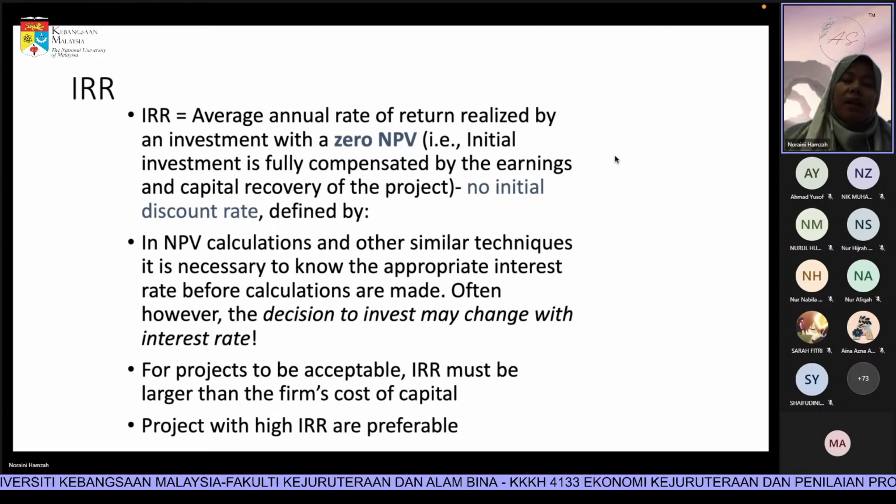Okay. IRR is when your NPV is equal to 0. That is IRR. Apa kau nak cari dekat IRR ni? Nak cari dia punya R. Itu yang kita nak cari.